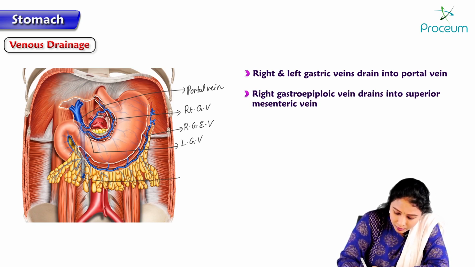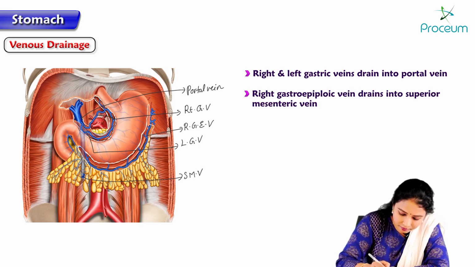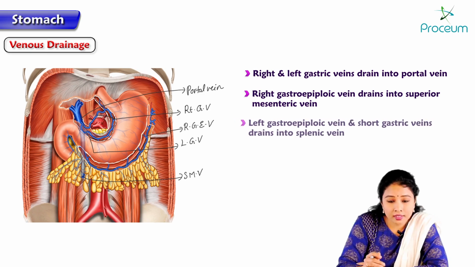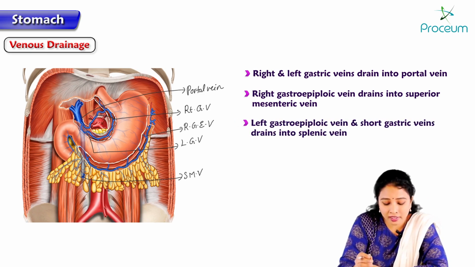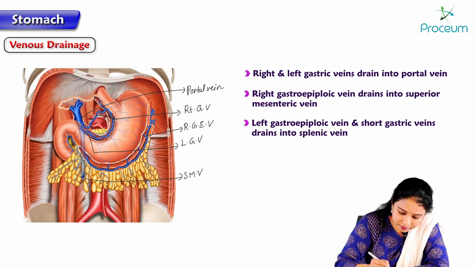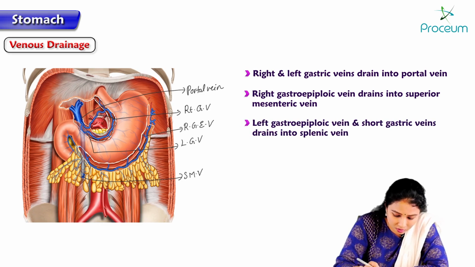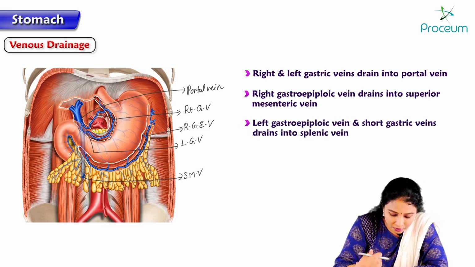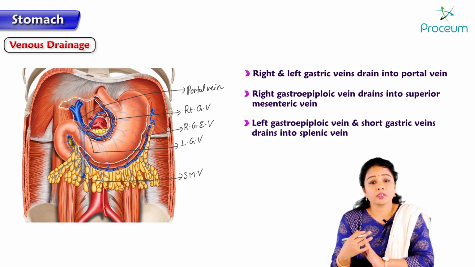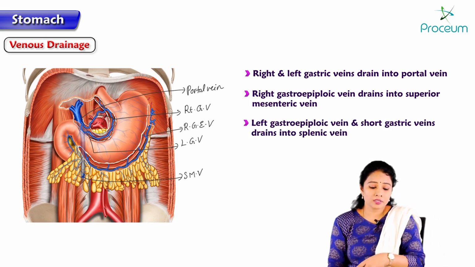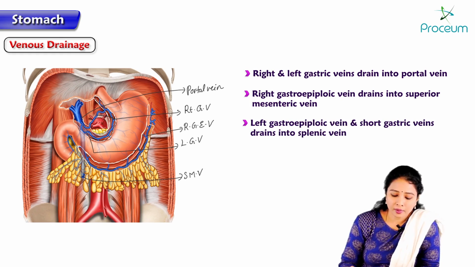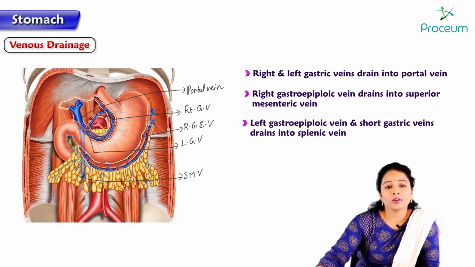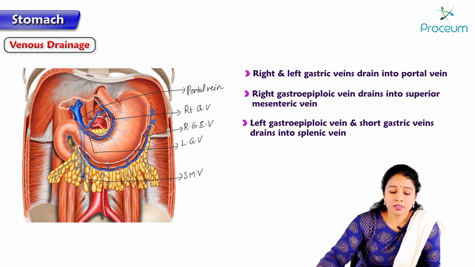And this is the superior mesenteric vein. The left gastroepiploic vein and short gastric veins drain into the splenic vein. The splenic vein is not shown because it lies posterior to the stomach. So the left gastroepiploic veins and short gastric veins drain directly into the splenic vein. So this is all about the venous drainage of the stomach.